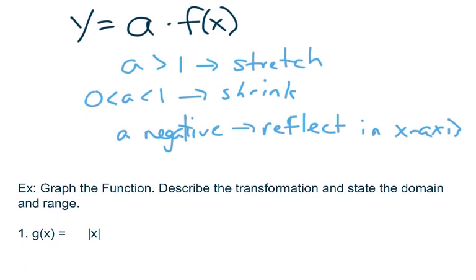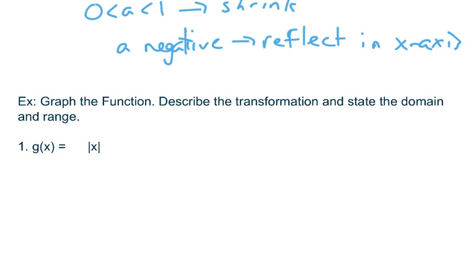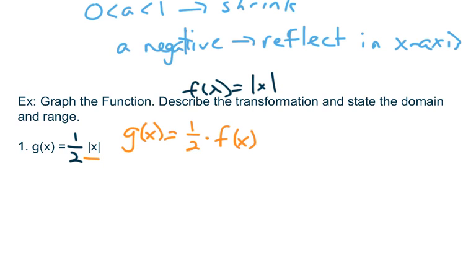Okay? So number 1 here, graph the function, describe the transformation, and state the domain and range. So the directions aren't changing. I can't type fractions in this program, so g of x is equal to 1/2 absolute value of x. And we're still assuming that f of x is the absolute value of x. We're still using the parent function. Again, we could rewrite this as g of x is equal to 1/2 times f of x, because the absolute value of x is equal to f of x.